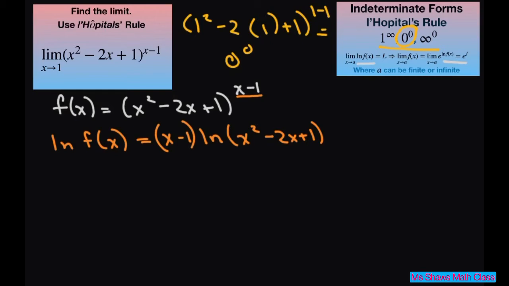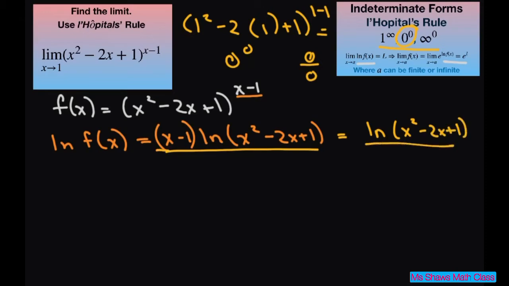All right. And now what we want to do is simplify this real quick, to write it in the form we want. We want it in this form here. We're going to write this as ln of x squared minus 2x plus 1, and we're going to put this in the denominator by writing it as 1 divided by x minus 1. Okay, so when you have it this way, we can use L'Hopital's rule.